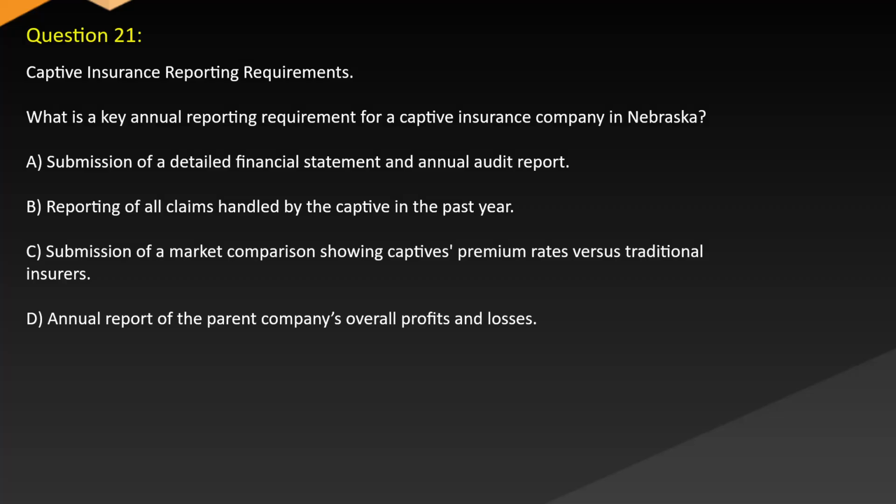Question 21. Captive insurance reporting requirements. What is a key annual reporting requirement for a captive insurance company in Nebraska? A. Submission of a detailed financial statement and annual audit report. B. Reporting of all claims handled by the captive in the past year. C. Submission of a market comparison showing captives' premium rates versus traditional insurers. D. Annual report of the parent company's overall profits and losses.